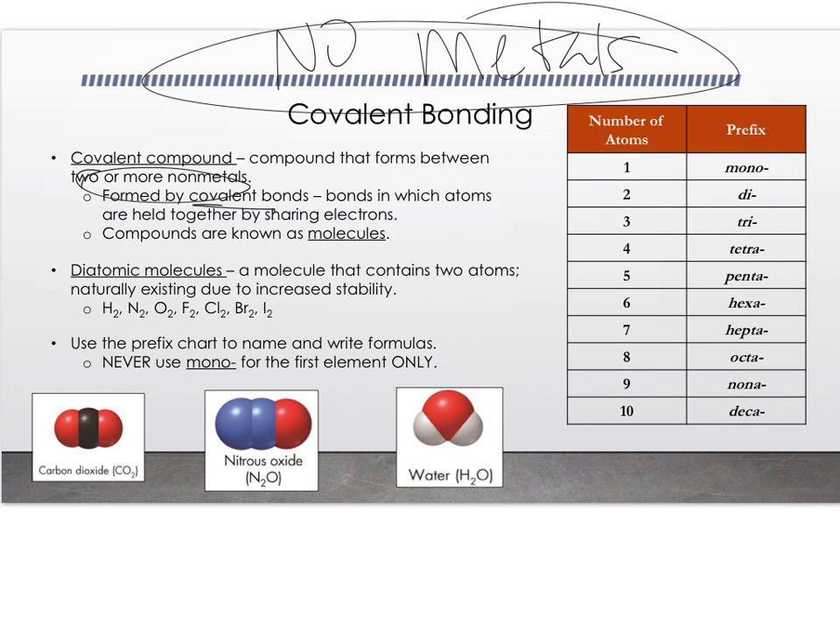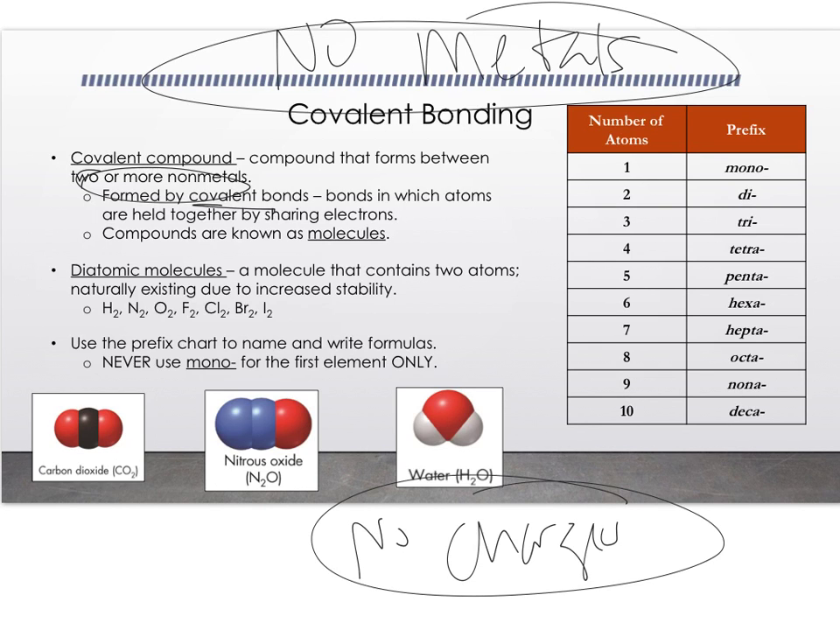And they're formed by covalent bonds, which are bonds that are shared between the 2 atoms. So there's no transferring of electrons. There are no charges. So on the bottom, no charges. Okay? No metals and no charges. And these compounds are known as molecules.